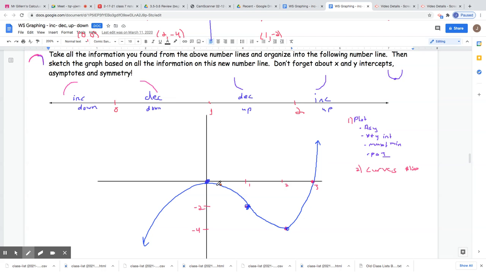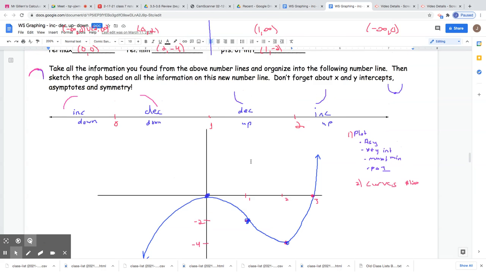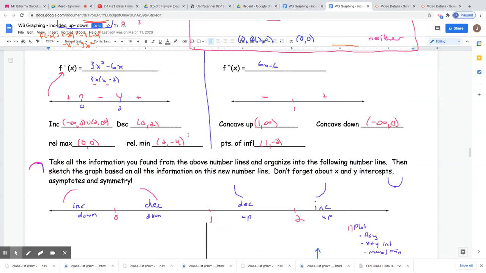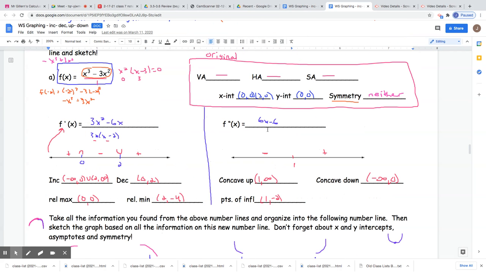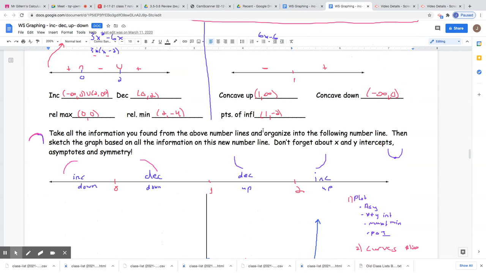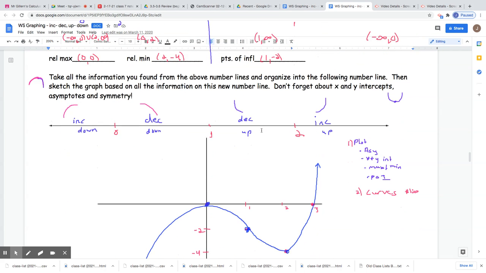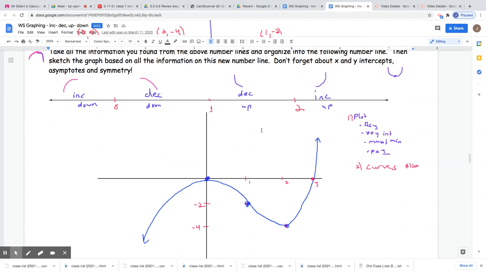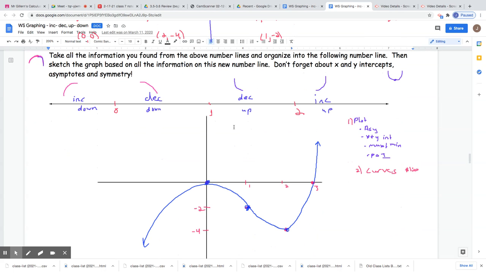So we were able to graph this function all based off of the information we found from the derivative and all the other stuff, not really knowing anything about how to graph an x cubed graph. This is all based off of the stuff we learned from the derivative. All right, questions?